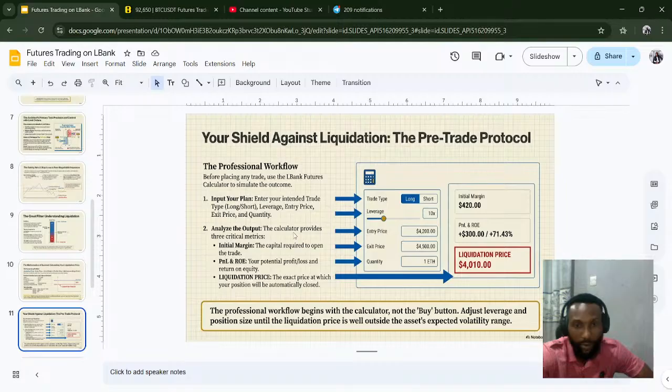The calculator provides three critical metrics. First, the initial margin, which is the capital required to open the trade. Then your P&L and ROE, that's your potential profit or loss and your return on equity. That's what ROE means. Then your liquidation price, the exact price at which your position is automatically closed.